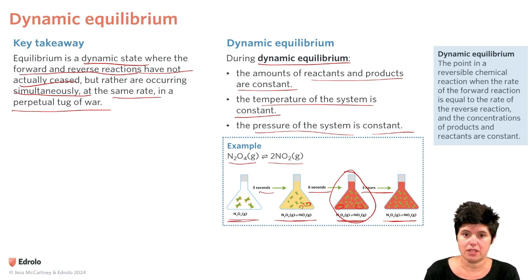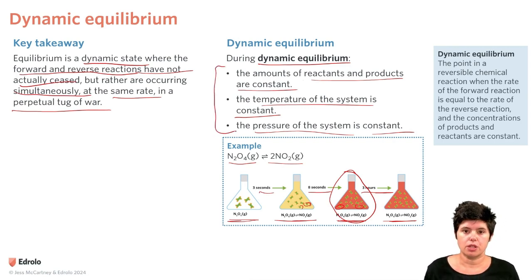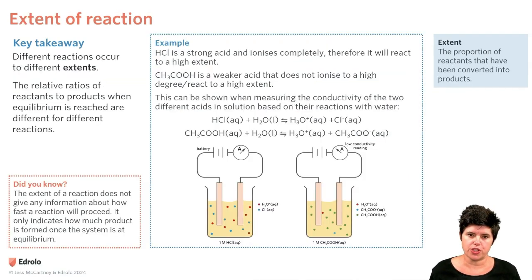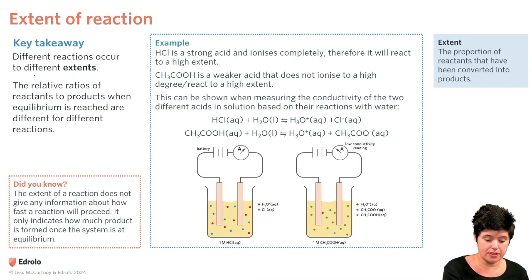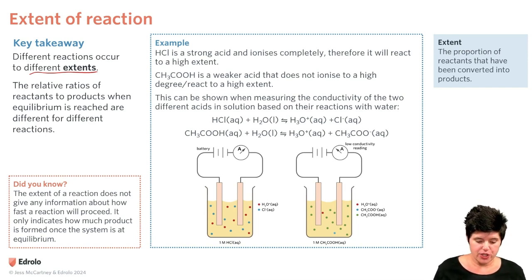Now, as long as our system is kept constant, so all these things here are kept constant, nothing will change, and it will stay at that equilibrium, constantly going back and forth, staying at that deep red color, and nothing will change unless the system is changed. Now, looking at the extent of the reaction a bit further, different reactions will have different extents. This depends on what you are reacting, and also the concentration and the conditions that the reaction is put under. So different conditions will have different extents.